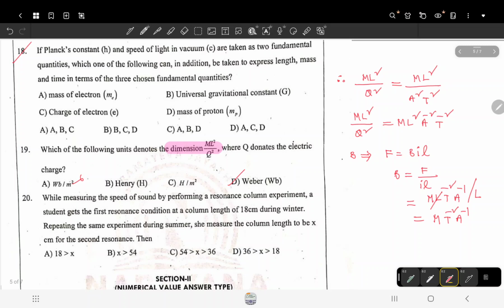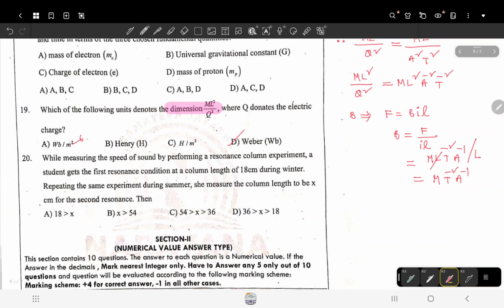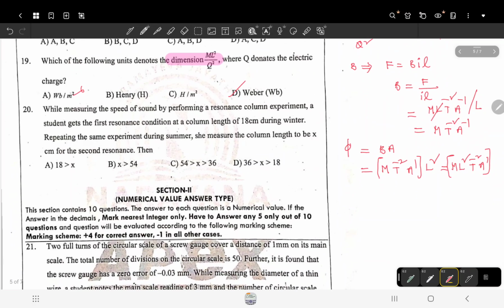Let's go with Weber. Weber is nothing but flux. You know the flux is equal to B into A. B is M T power minus 2 A power minus 1, and area is L square. That can be written as M L square T power minus 2 A power minus 1. Therefore again that is not matching, so not even this one.